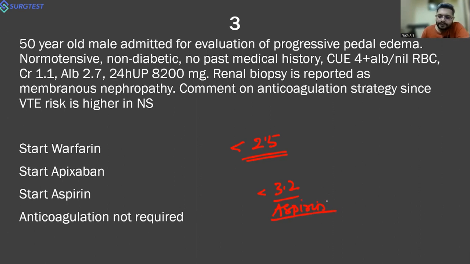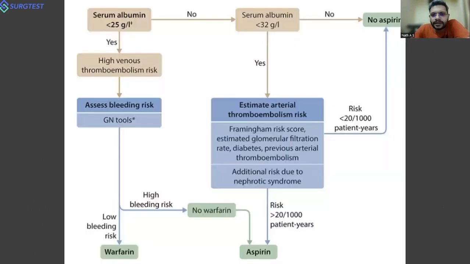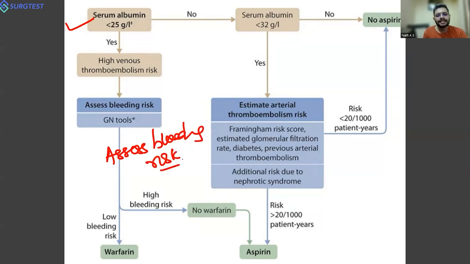Okay. So we'll just go to that thing from the KDIGO guidelines again. So serum albumin less than 2.5. They tend to mention it in grams per liter, so that's why the number is 25. So less than 2.5 gram per deciliter, you have to try to give some anticoagulation, but you would assess your bleeding risk. So that's one more point. Suppose your question had an option of assessing bleeding risk, then that's what you have to do. You have to assess your bleeding. Suppose the albumin was 2 in that question and you want to give anticoagulation.